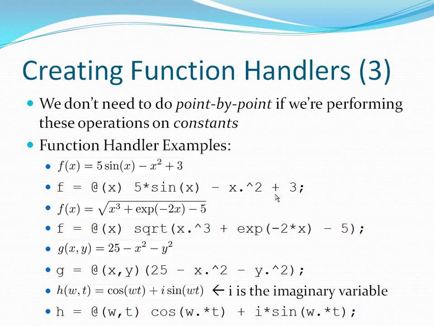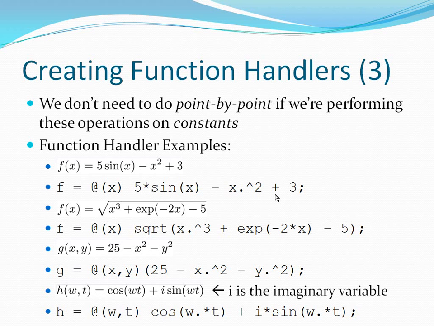If you wanted to create a function with the square root of x cubed plus e to the power of minus 2x, where exp means e to the power, and then minus 5, you simply do @ and then the variable that's required for that function, which is x. Then you have square root, and then x dot hat 3, right? x cubed plus exponential minus 2 times x, and then minus 5. If I wanted to create a function handler with 2 variables, you do @ and then inside you separate each variable by a comma. In this case, the function relies on x and y.